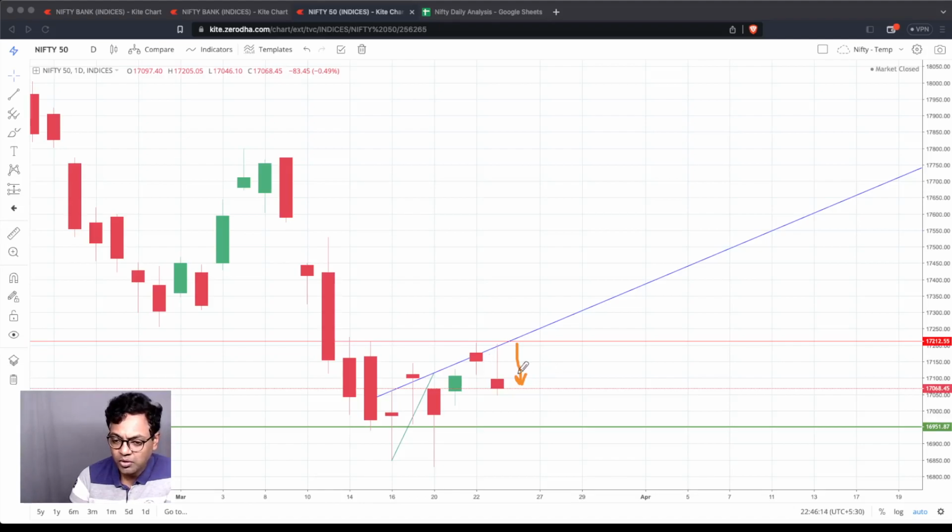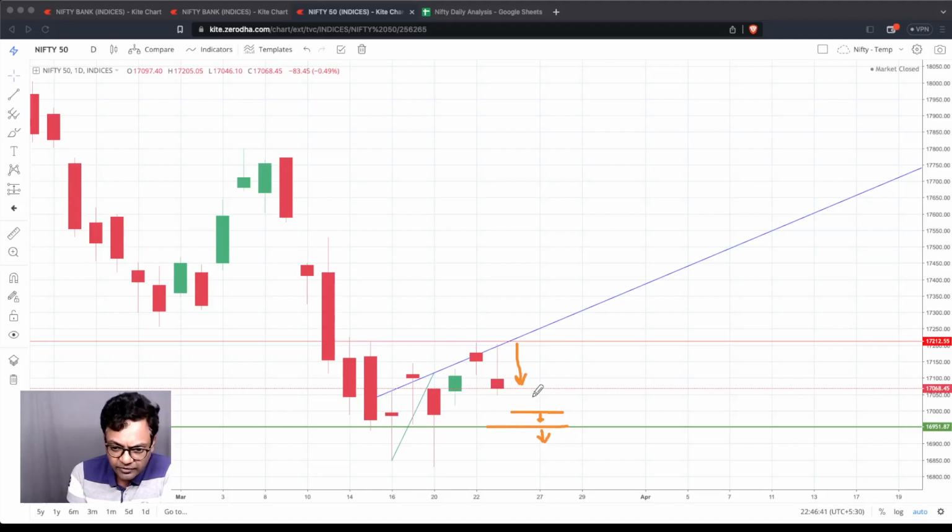So if tomorrow's session, that is Friday, for Nifty closes below this level, below the 17,000 mark, or ideally it should break below the support line, then it would be a very strong indicator of a downward trend, and you can actually take short positions in Nifty in that case.